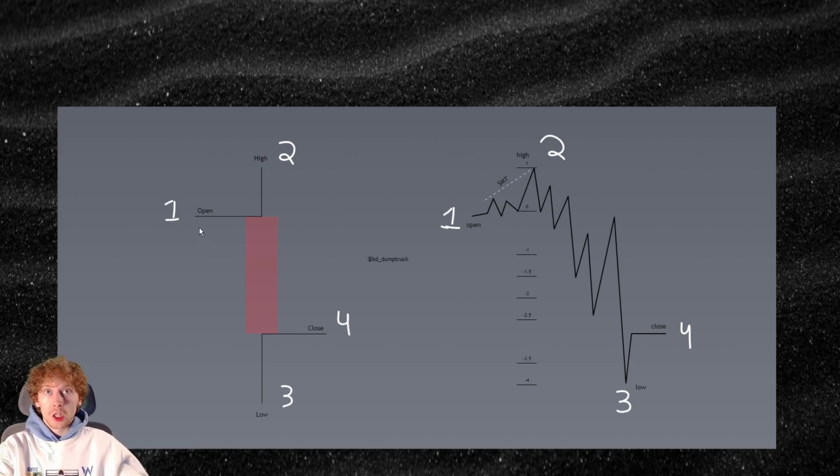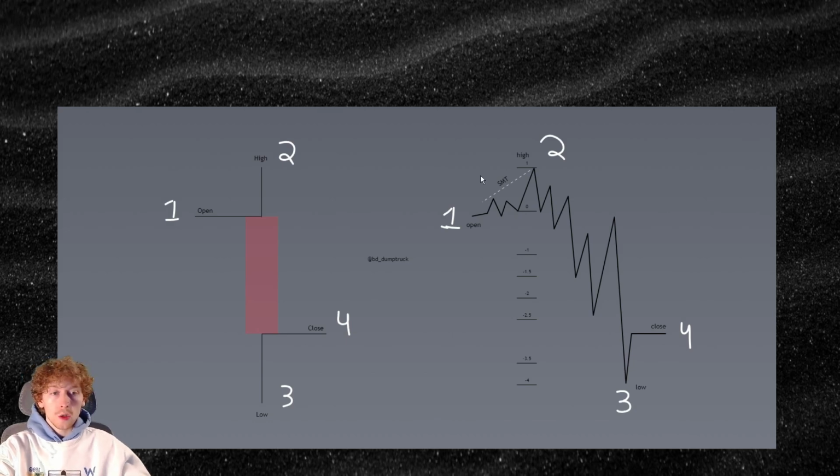Because once again, looking here at a bearish candle, it goes in the order of open, high, low, close. So open, that's your first, that's number 1. The high is number 2. The low is number 3, and then the close is number 4. This is the end of the power of 3. That's the end of the candle.